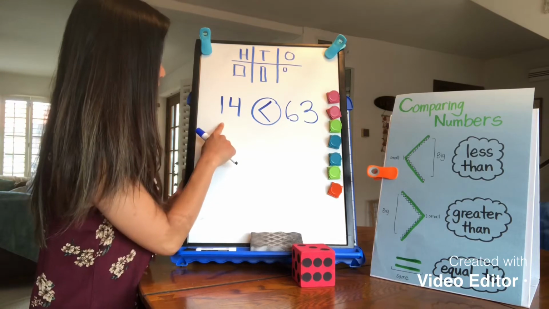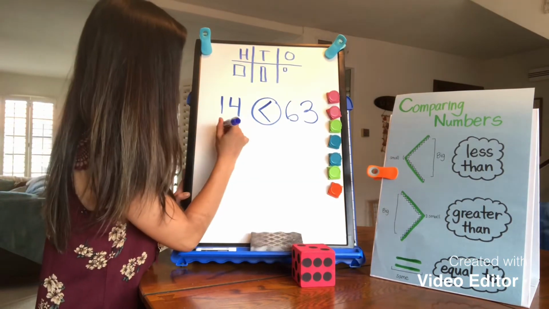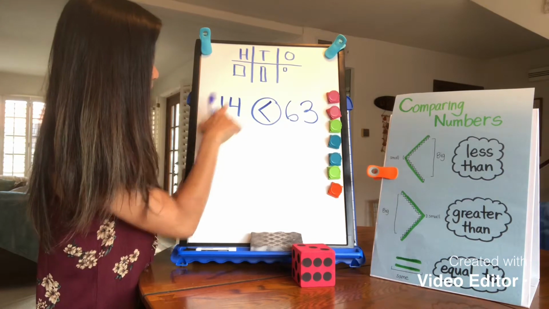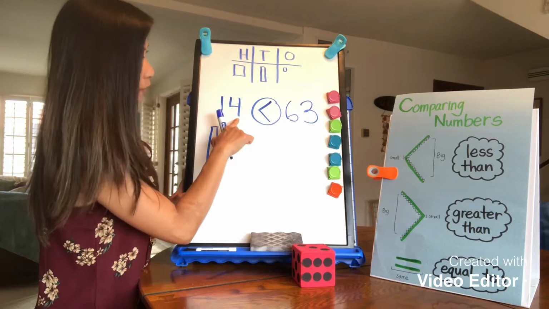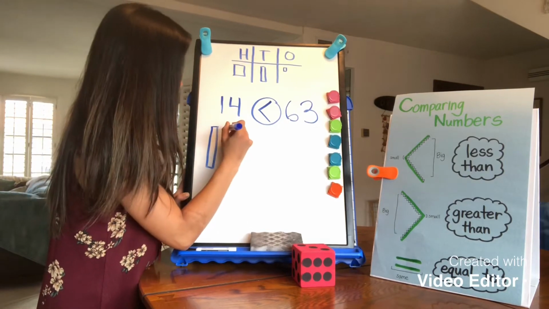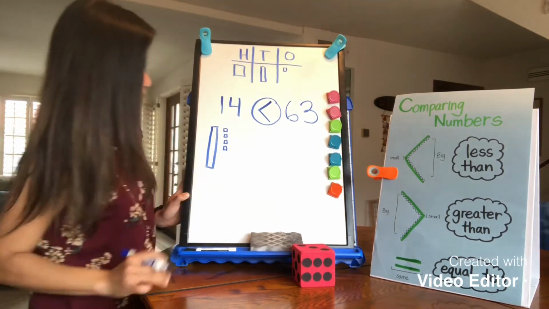So I'm going to draw 14 using base 10 blocks. I know that 14 has one long, because I've got my 1 in my tens place, one long, and 4 small squares to show that there's 4 ones that make the number 14.